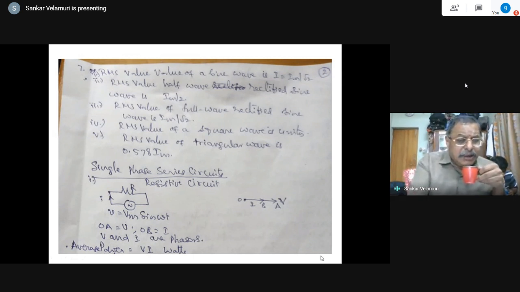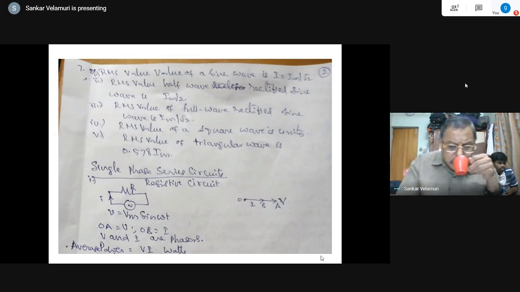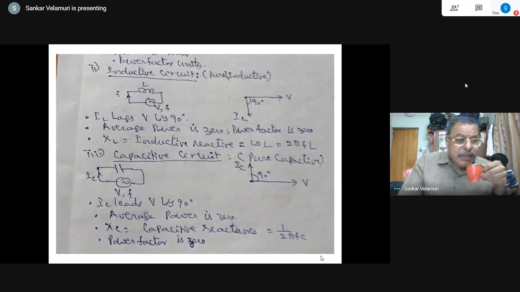Anyway, these are simple things. The voltage OA is taken as V, and OB is I. For the resistance, both are in-phase components, so the phase difference is 0. In phase means the phase difference is 0, that means the peak values occur simultaneously. And the power factor is unity.